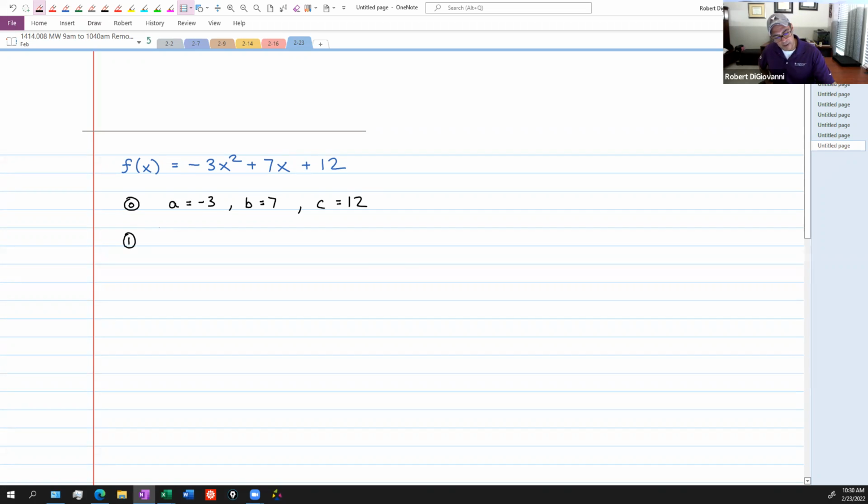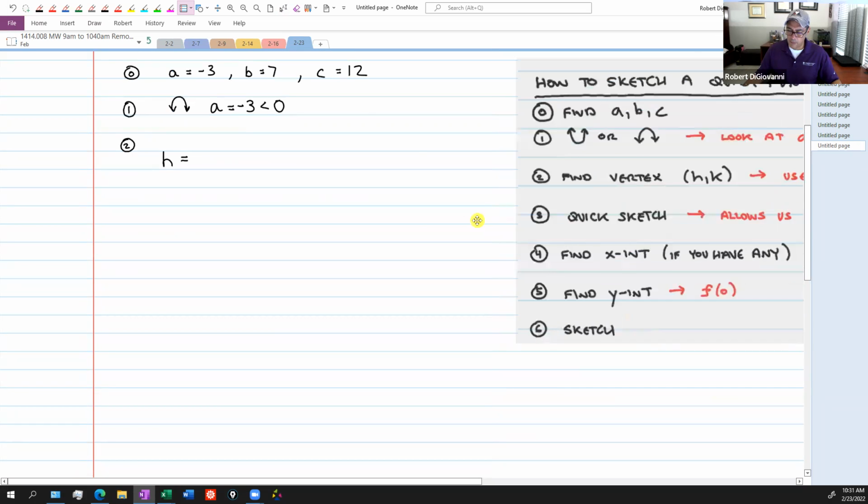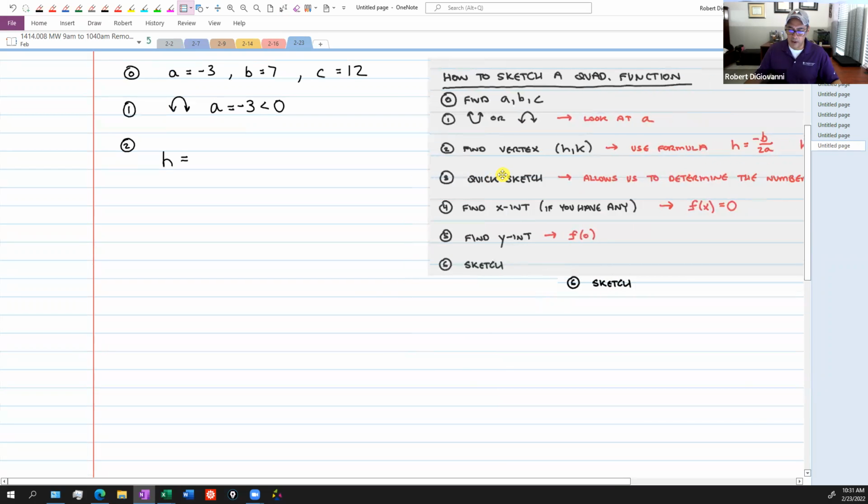This thing is going to open down because A is a negative number, so it's less than 0. And here's where things start to suck, my vertex. I'm going to use that formula, right? Negative B over 2A to get my vertex.